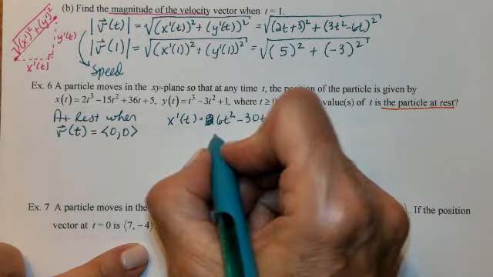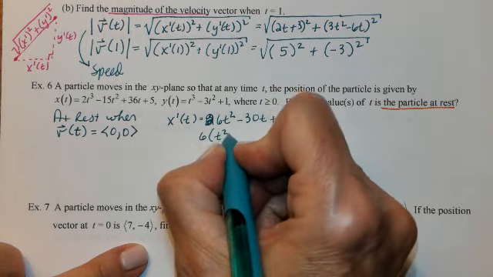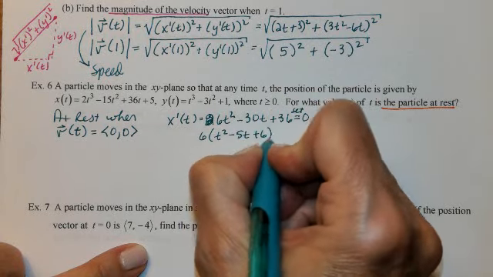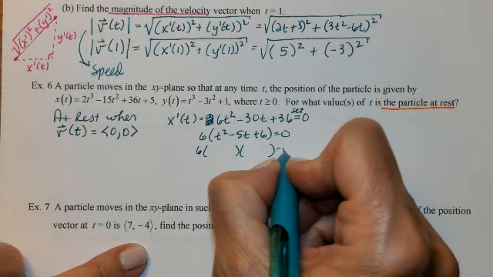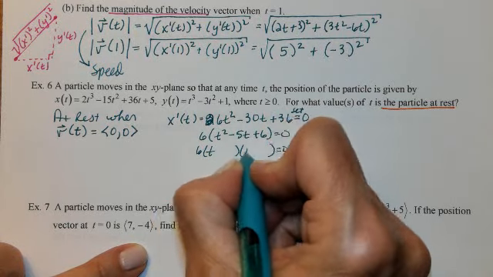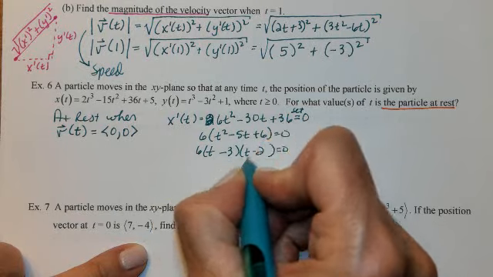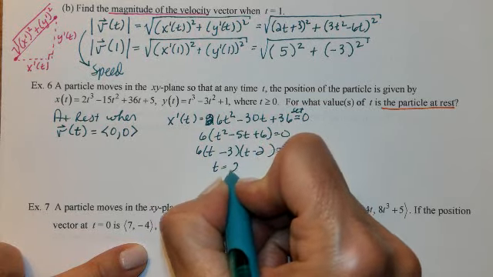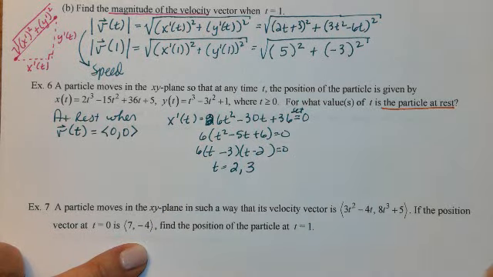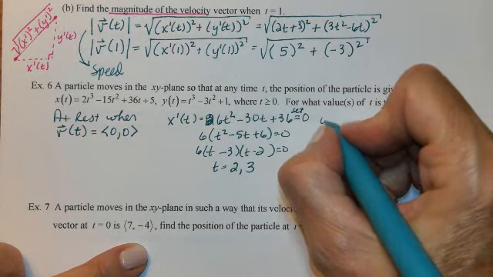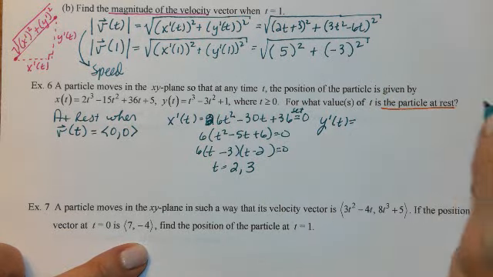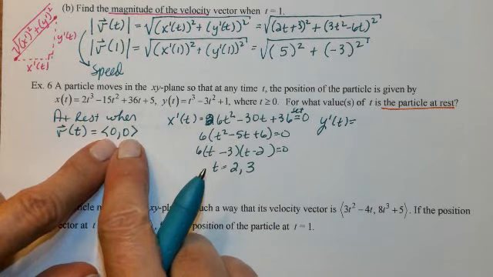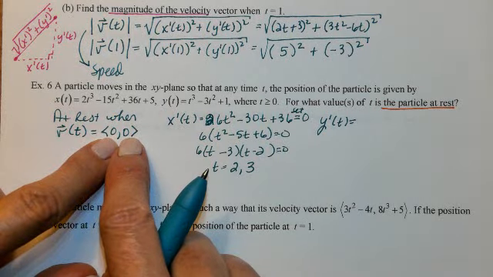I see a 6 in everything, and then I can factor this. And I get t is 2 and 3, okay? And now I'm going to come over and find y prime of t and set it equal to 0 because both of the components have to be 0.